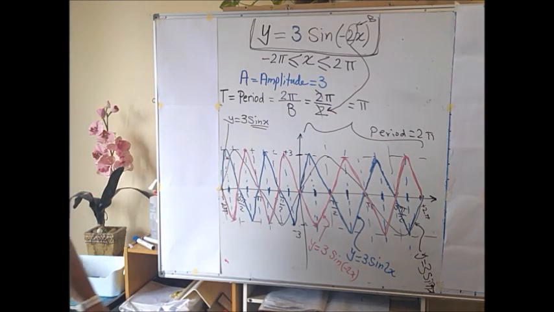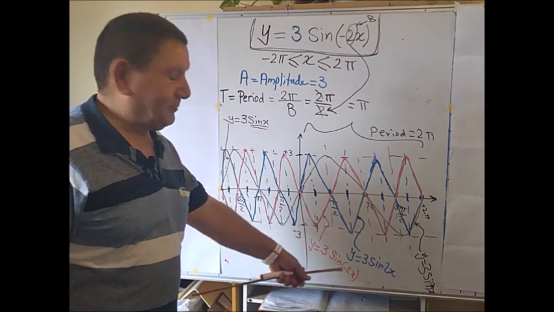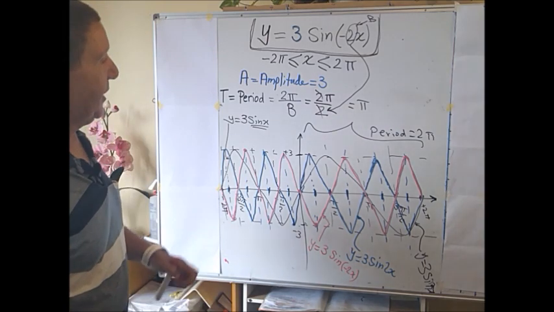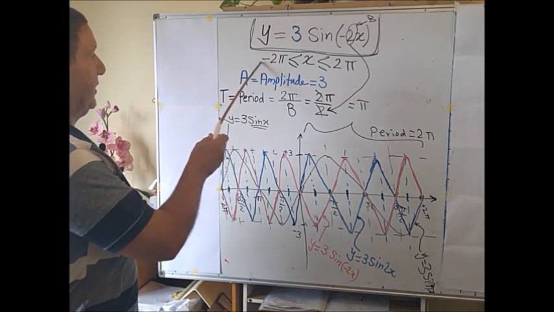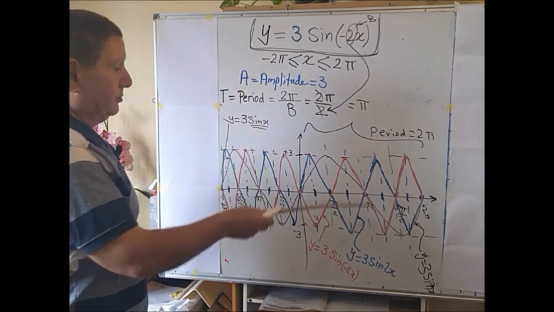And there you have it, folks. This is y equals 3 sine minus 2x in the domain of x between minus 2 pi and plus 2 pi.